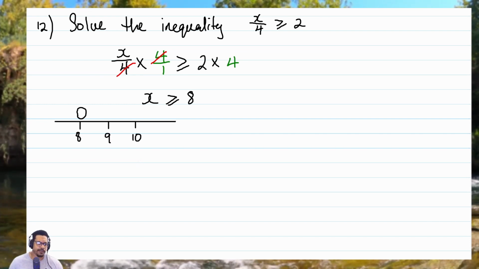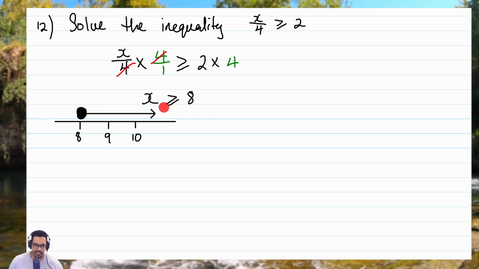So I'll draw my circle above 8 and shade it because we have x is greater than or equal to 8. And my arrow will go towards the right because we have x is more than or equal to 8, and more than is going towards the right.